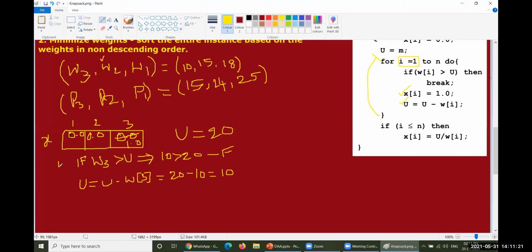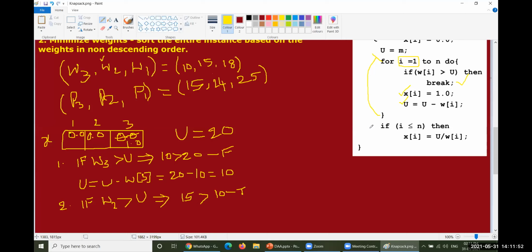So this is the first point, and the second point will be: if W2 is greater than capital U or not, let us check this one here. What is the value of W2? That is 15. So 15 is greater than 10. Yes, it is true. Therefore, we need not continue, and a break will be taken into consideration. Then what exactly are we supposed to do?